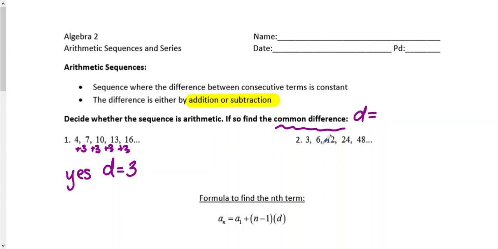Now I can look at number 2. Again, we're checking to see if we can add or subtract the same number. So to get from 3 to 6, we would add 3. Can we add 3 to 6 and get to 12? No, so this is not arithmetic.